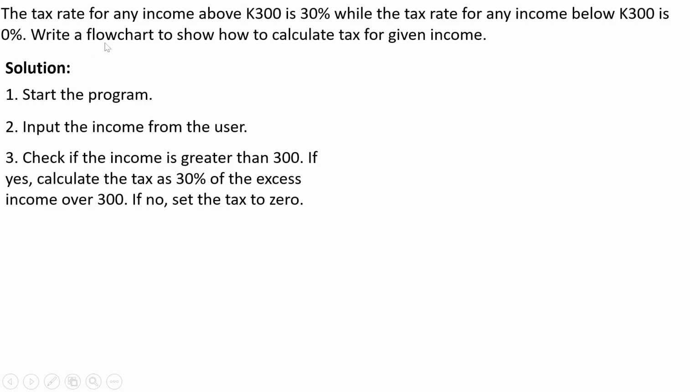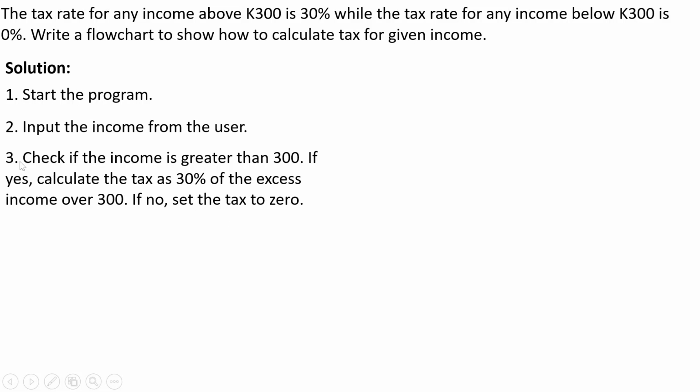0%. So if someone comes and says, "my income is 400," we'll check: is 400 kwacha above 300? Yes. If it is, then we'll apply this, because 30% is the tax rate for any income above 300 kwacha. That's how we will be able to make a program. See the understanding which is needed. This is why people usually don't like this topic in mathematics, because it requires high thinking.